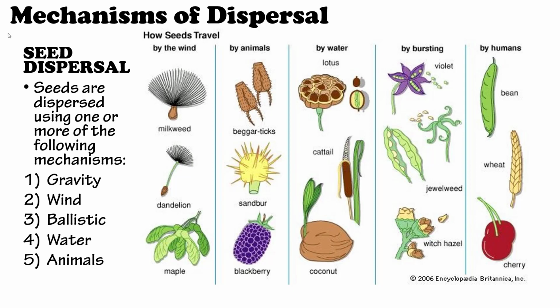Plants are non-motile, so in order for their seeds to be dispersed, they will rely on someone or something else to assist them. Seeds can be dispersed by one or more of the following mechanisms: gravity, wind, ballistic, water, and animals, including humans.